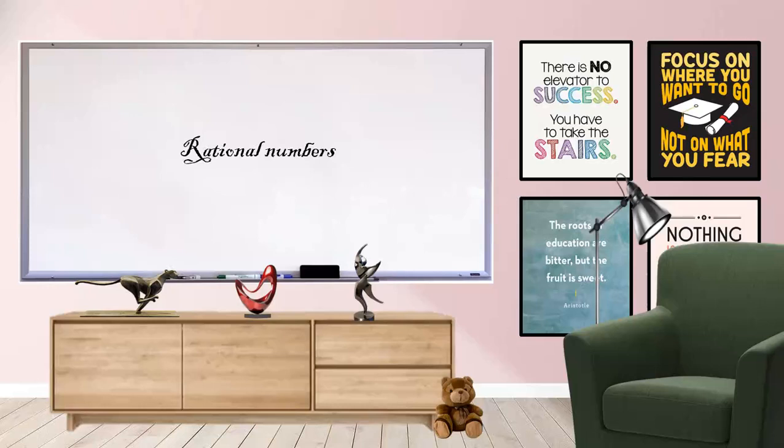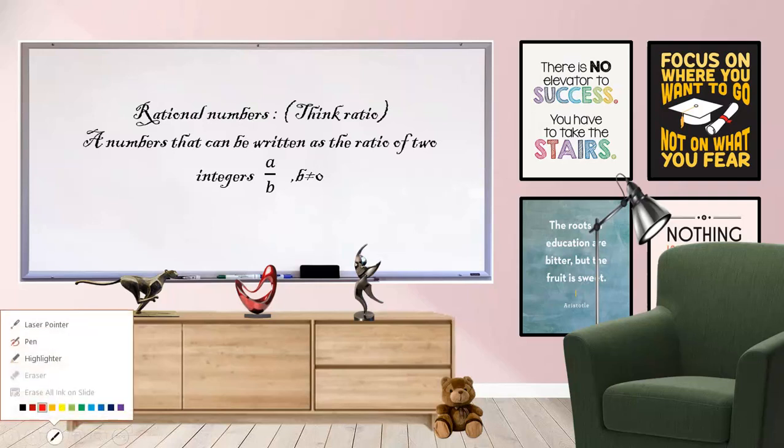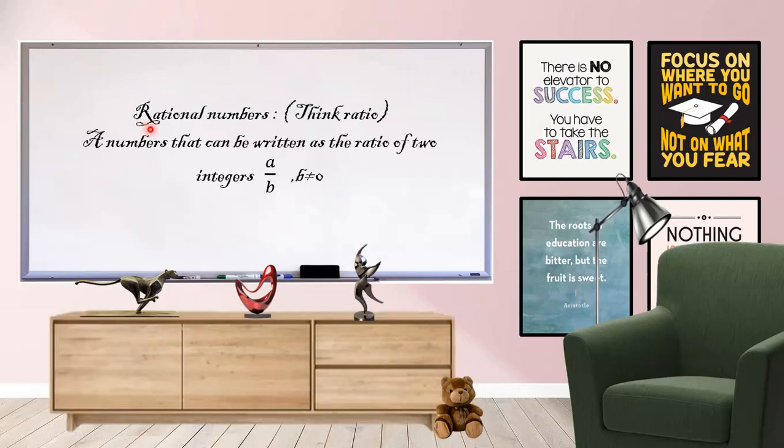Today we're gonna talk about rational numbers. Let's first talk about what rational numbers are. When we see rational numbers, we think ratio. Rational numbers are numbers that can be written as the ratio of two integers. We can write it as a fraction a over b, as long as b isn't 0, because remember, if b equals 0, that's undefined. So as long as a and b are integers, then we can get rational numbers.